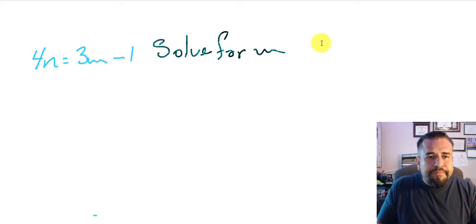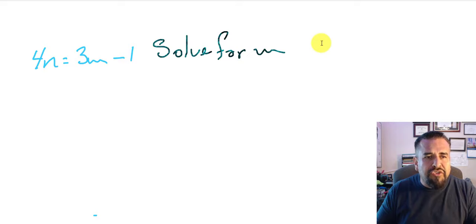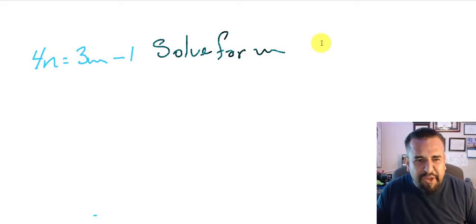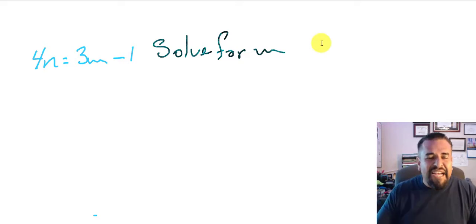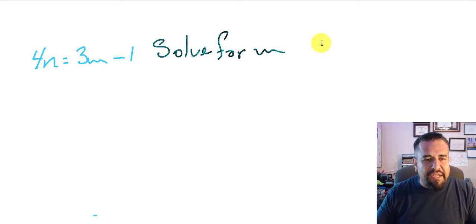So here we go. Let's use a red color. I like using a variety of colors. I just like it. All right. We're going to get m by itself. So let's get everything away from m. So right here, we're going to start by doing plus 1.